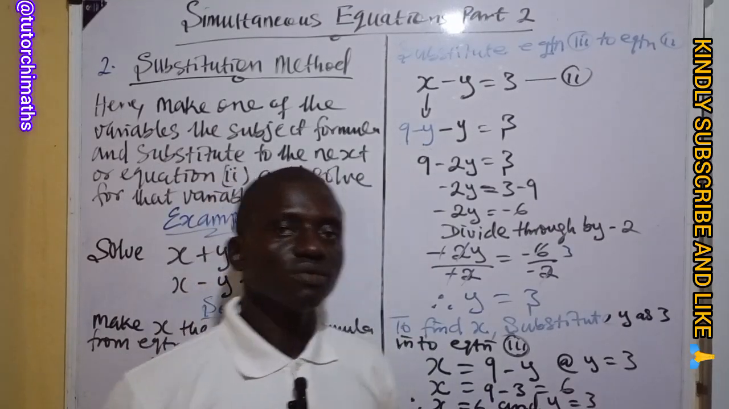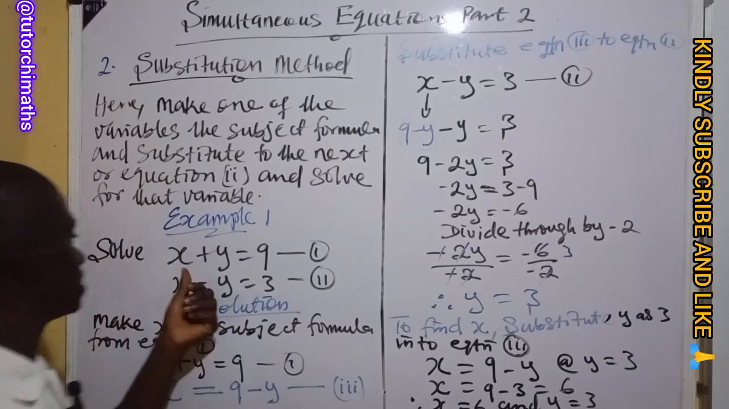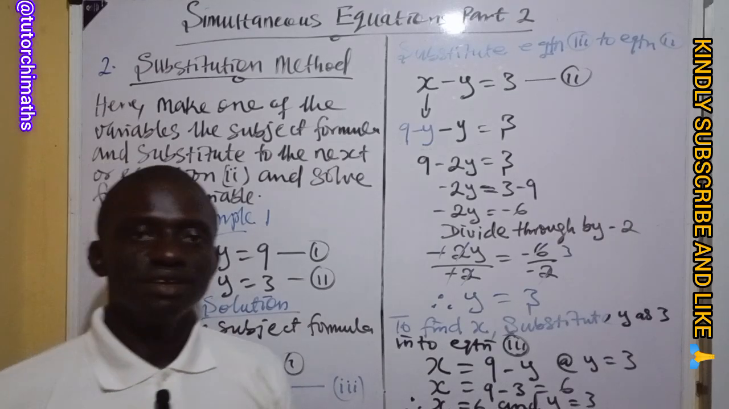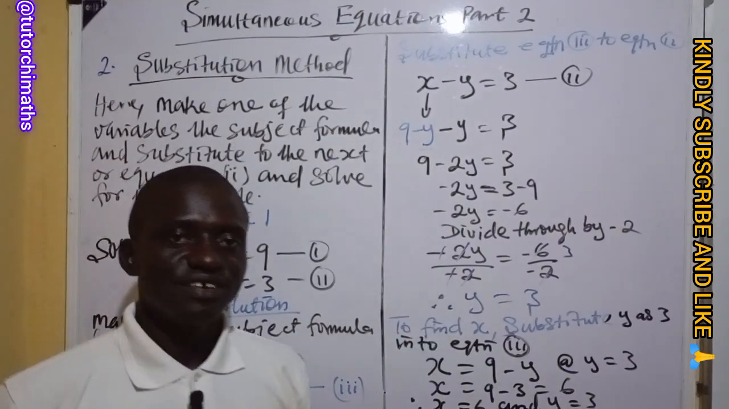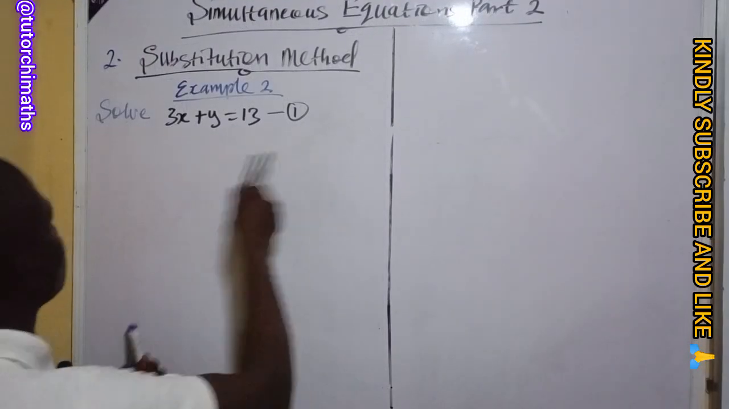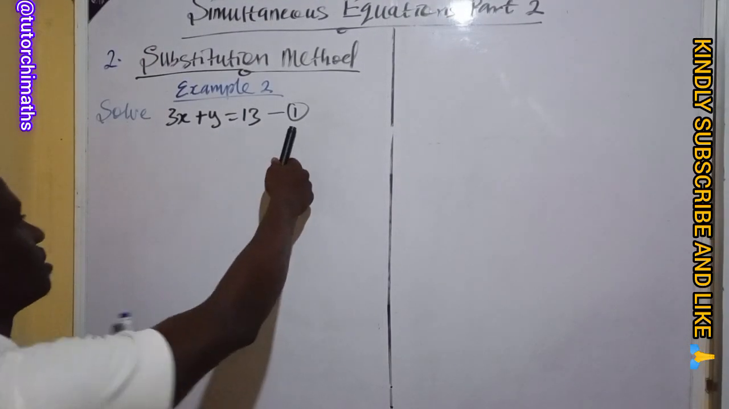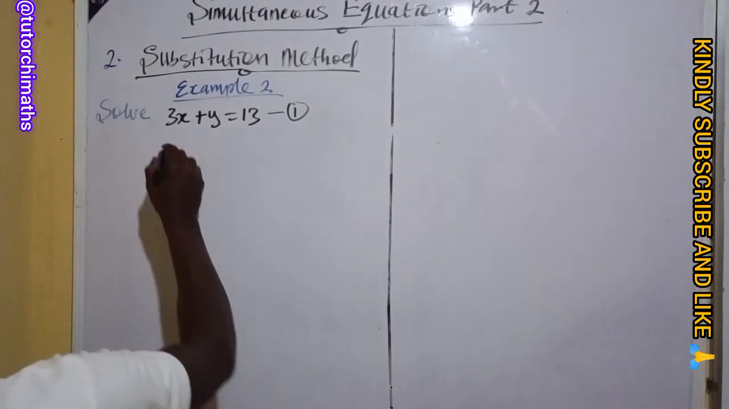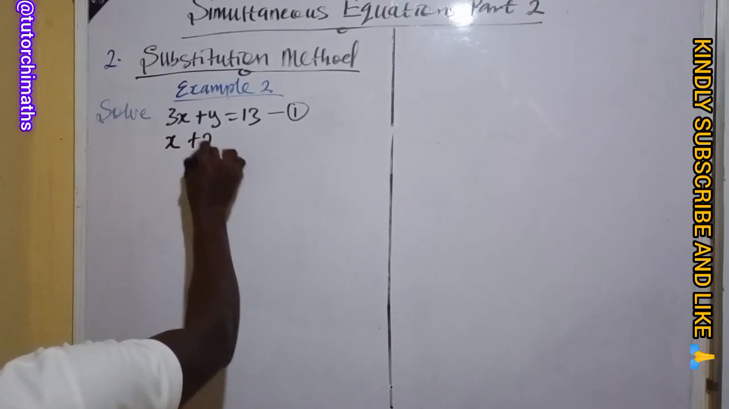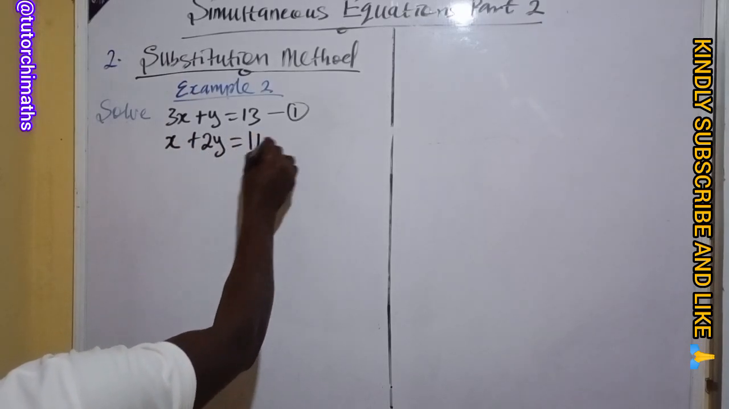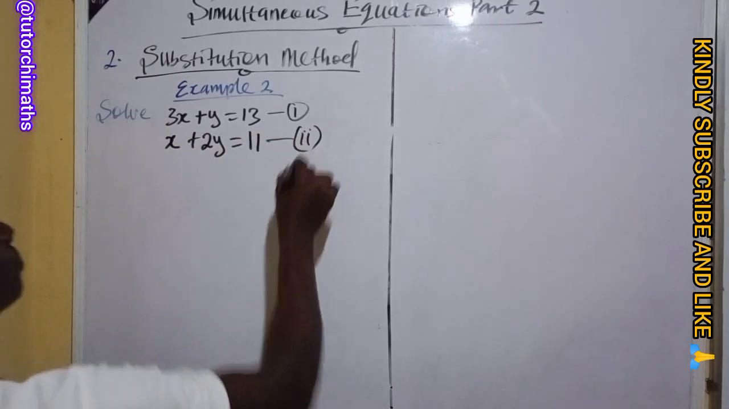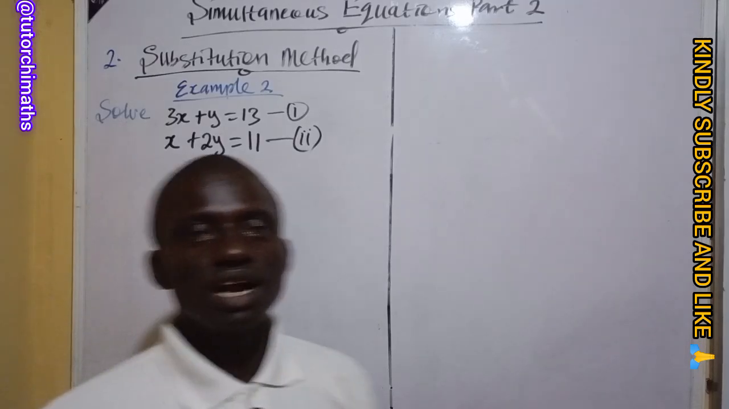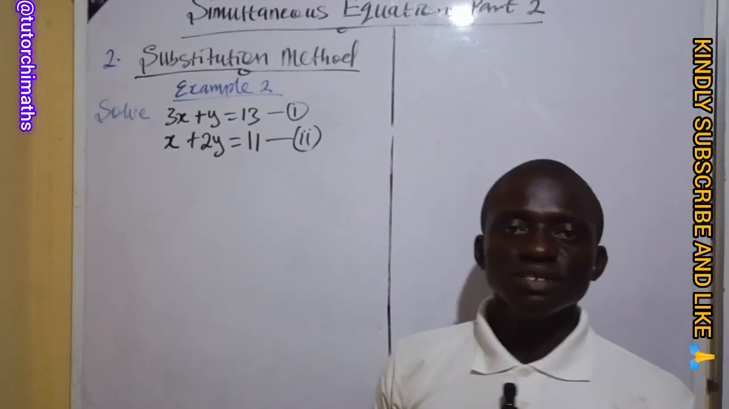Now we are going to solve an example with coefficients in x and y. Ask your question if you have any problem. Under example 2, we have 3x plus y equals 13. This is equation 1. Then we have x plus 2y is equal to 11. This is equation 2. Alright, so let's see how we can solve this using the same method.